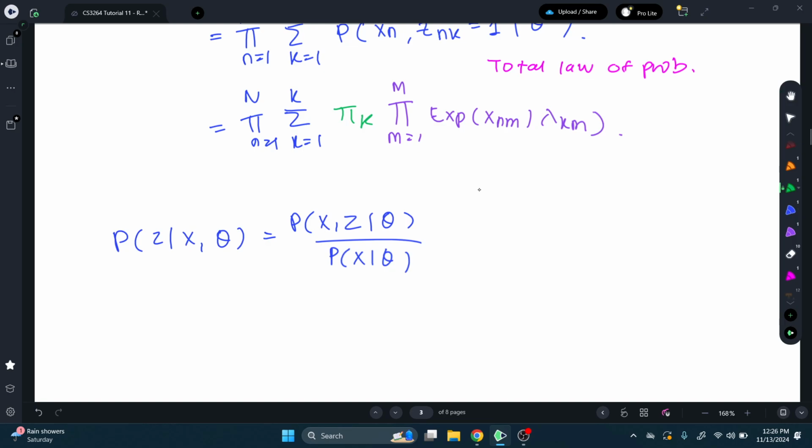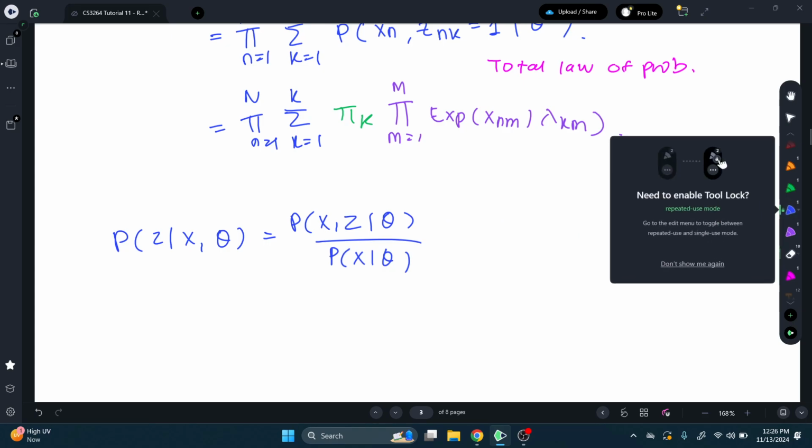over p of x given theta. Notice that this can actually be split further: p of x, z given theta can be p of x given z, theta times p of z given theta. Normally we would use this one. For this one, since we already have our p of x comma z, we don't have to split it again, because we already did in problem 2. So what we are going to do now is just plug it in from our problem 2.